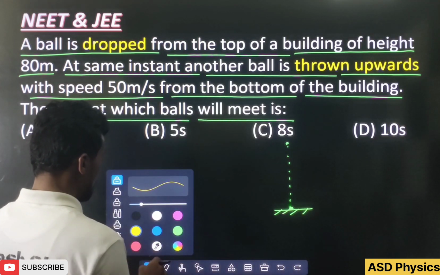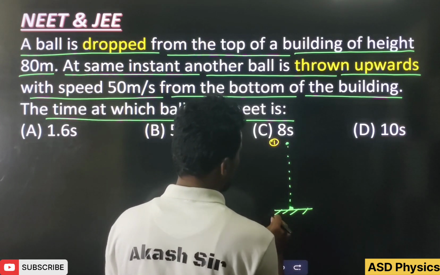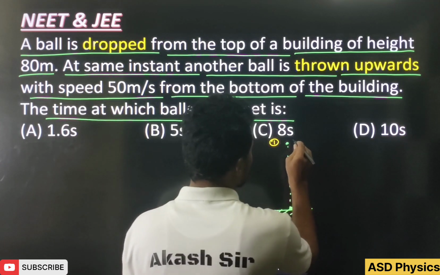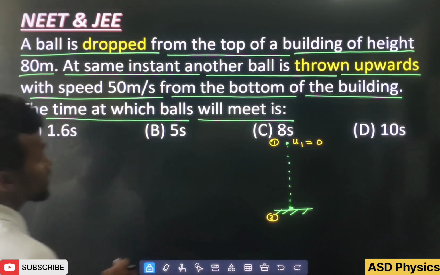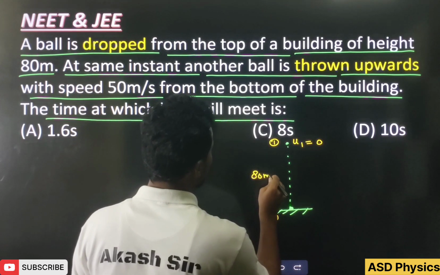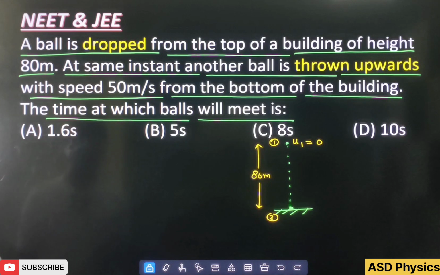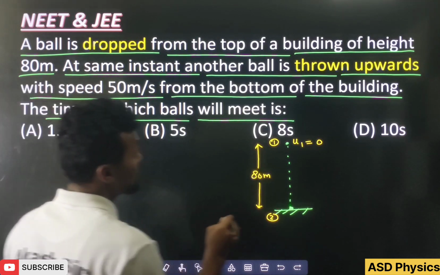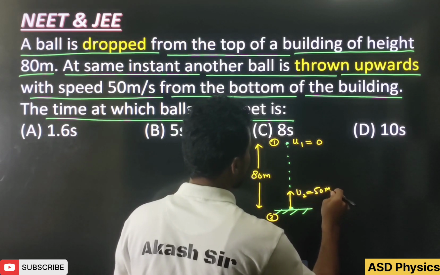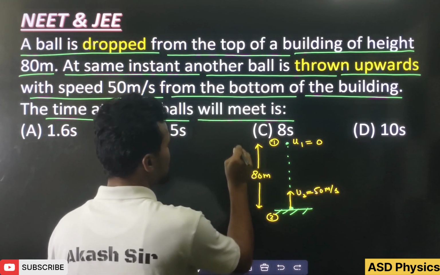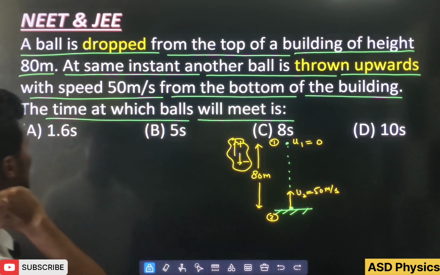Let's take this is the first ball, which is dropped, so I am talking about this ball. And let's take this is the second ball. First ball: when the ball is dropped, the initial velocity is 0. After that, the height of the building is given as 80 meter. Then another ball is thrown upwards at 50 meter per second. So see here, u2 is 50 meter per second. I will use the mathematical sign convention here: upward plus, downward minus. And after that, what is given?